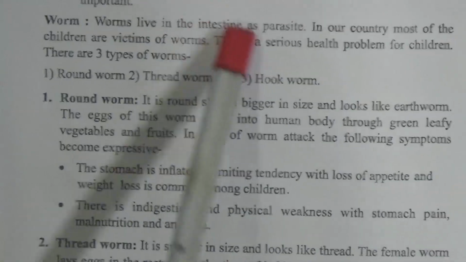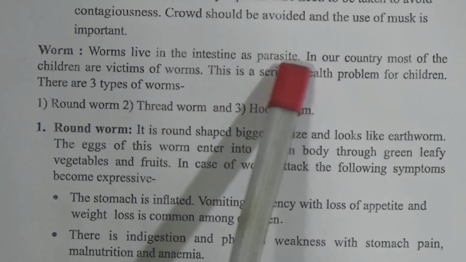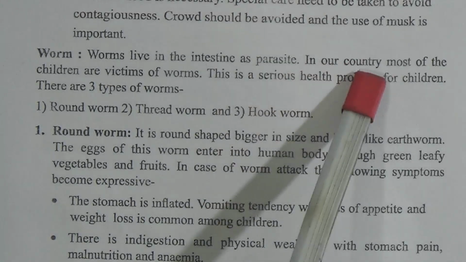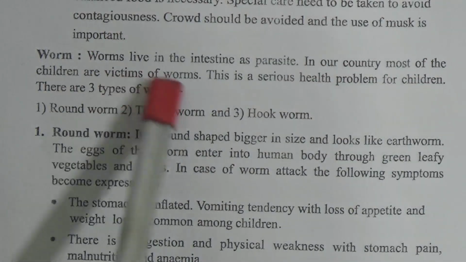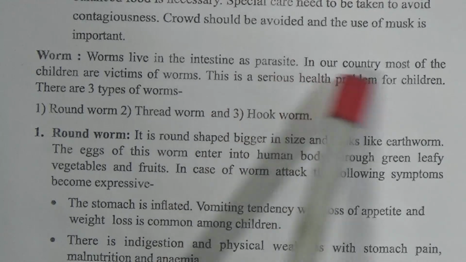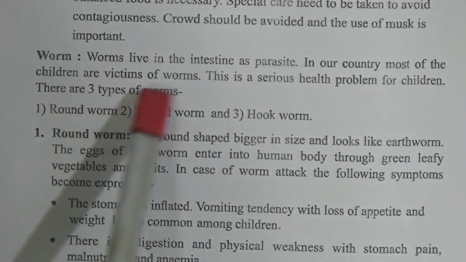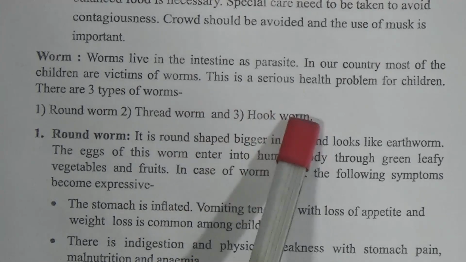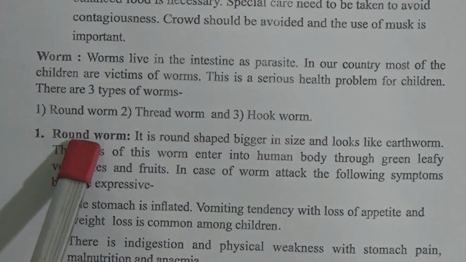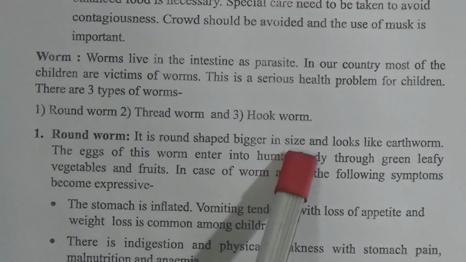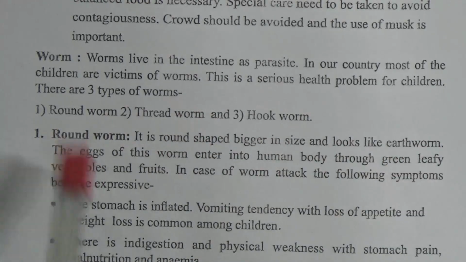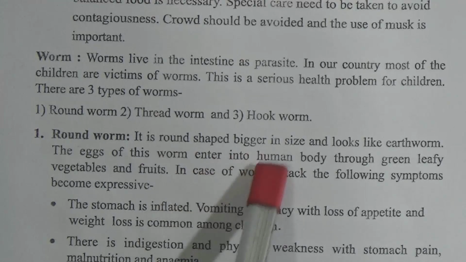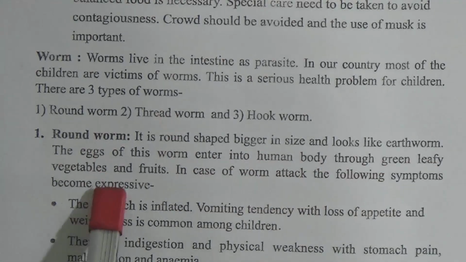Worms live in the intestine as parasites. In our country, most of the children are victims of worms. This is a serious health problem for children. There are 3 types of worms: round worm, thread worm, and the last one is hookworm. First, we'll learn about round worm. It is round in shape, bigger in size, and looks like an earthworm. The eggs of this worm enter the human body through green leafy vegetables and fruits.